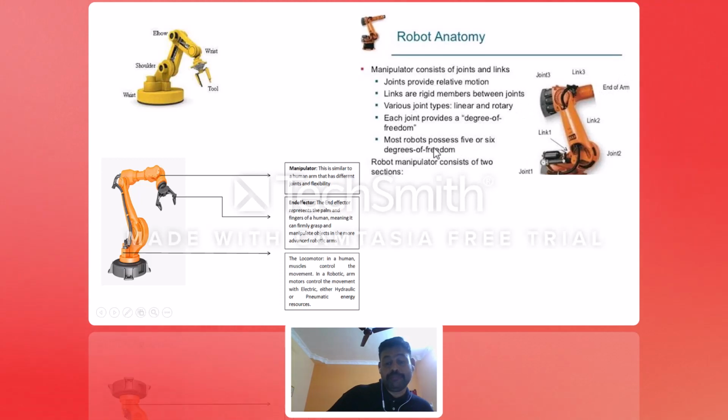Most robots possess 5 or 6 degrees of freedom. Degrees of freedom means the possible ways of movement. For example, if you take a robot, it will move from right to left, front and back, up and down. So, six linear movements. Similarly, rotary: rotation about the x-axis, rotation about the y-axis, and rotation about the z-axis.